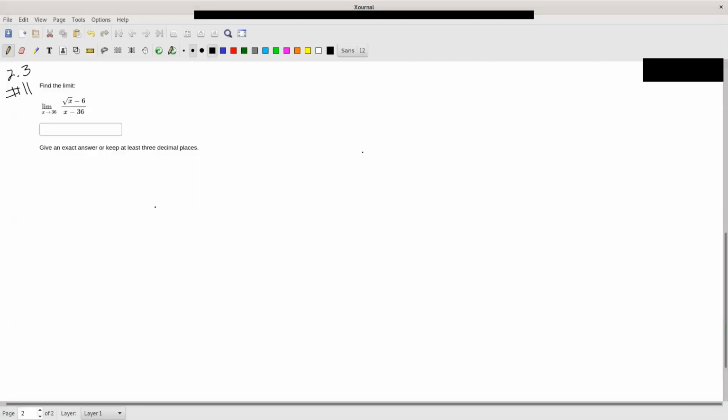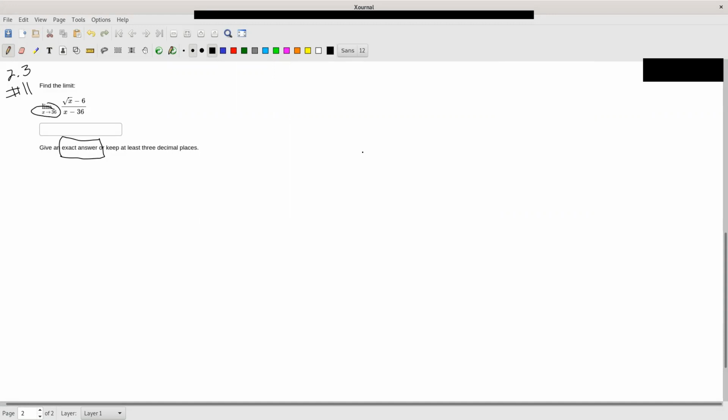All right, so what do we got here? I'm going to go for the exact answer part here. So that means I need to do some algebra on this, because just looking at a graph or just looking at a sequence of values approaching 36 might not give me an exact answer.